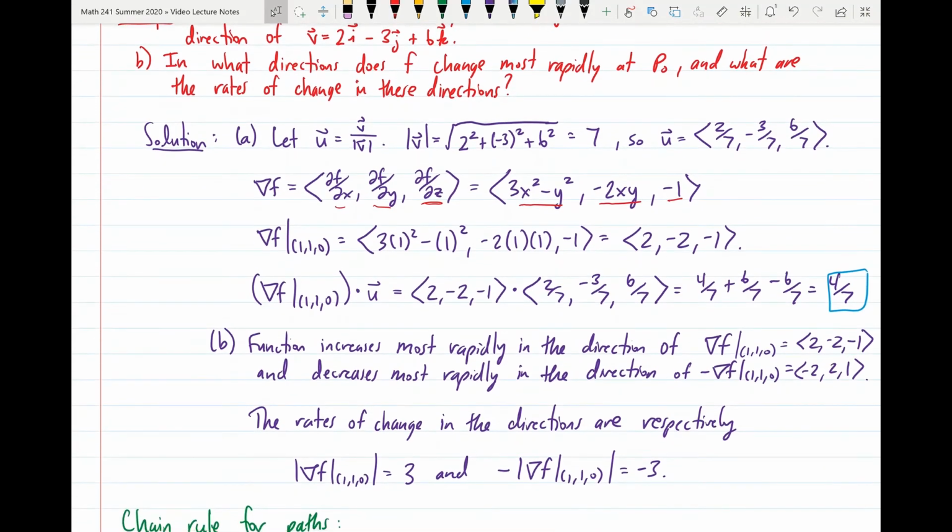Now we can find the gradient vector at the point (1, 1, 0) by plugging in 1 for x, 1 for y, and 0 for z. And we end up with the vector (2, -2, -1).